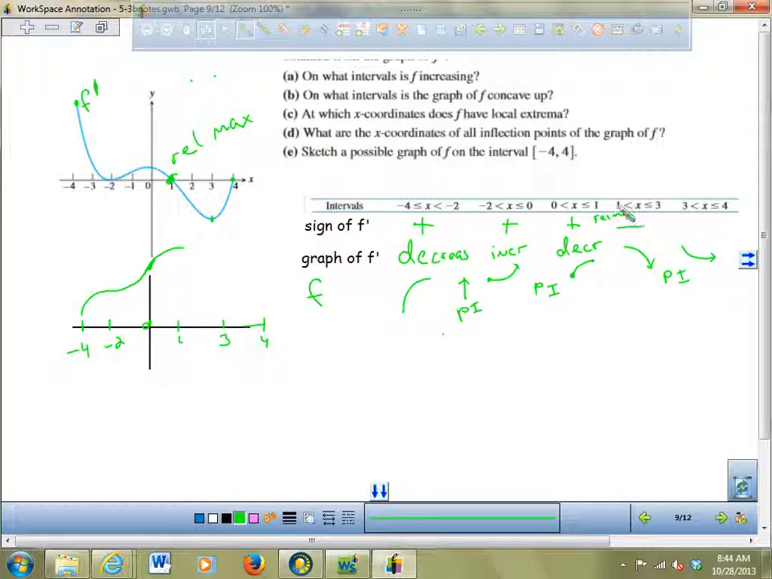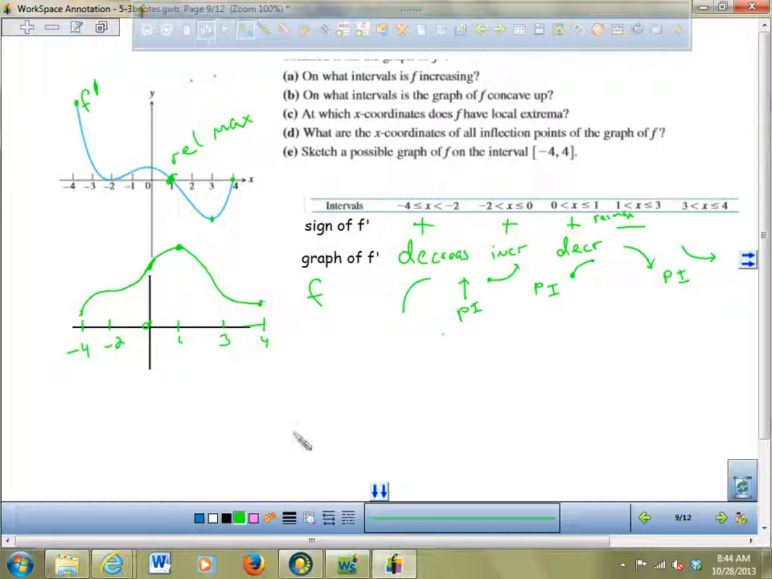And then when I get up here to 1, right about here, I have a relative maximum and it starts heading downhill, right? And then when I get down here to 3, I have another point of inflection, but it's still downhill. And that would be a nice picture of the graph. Isn't that cool? Kind of cool.